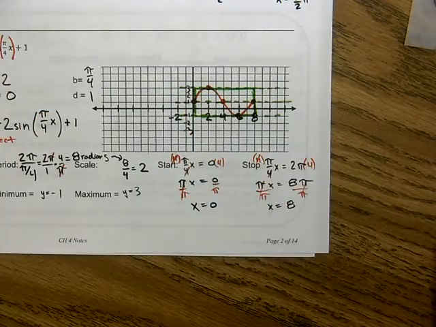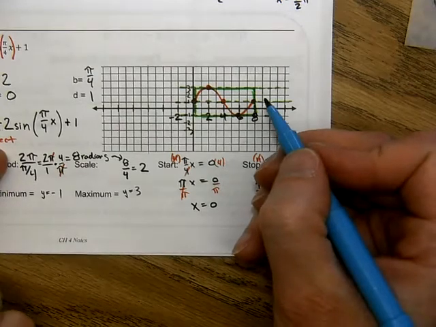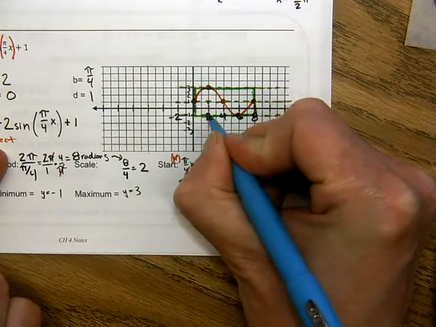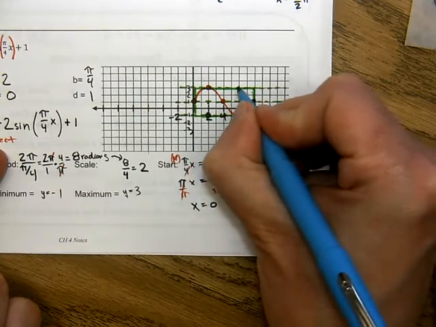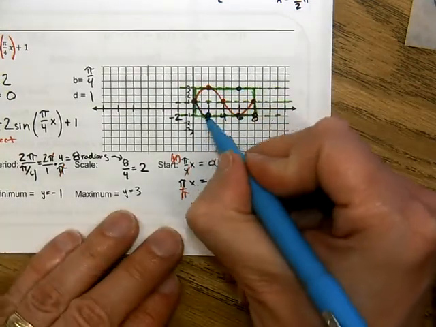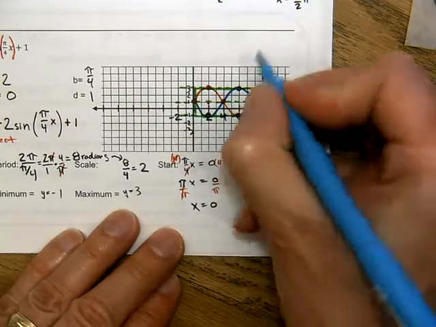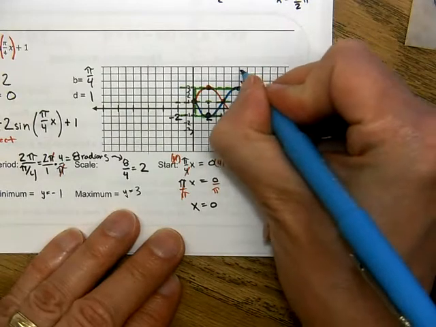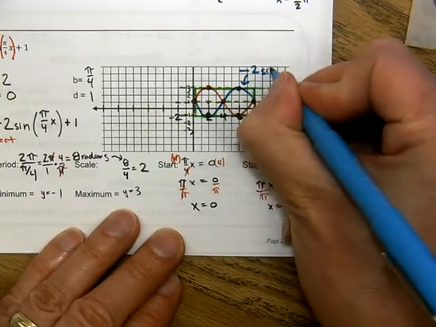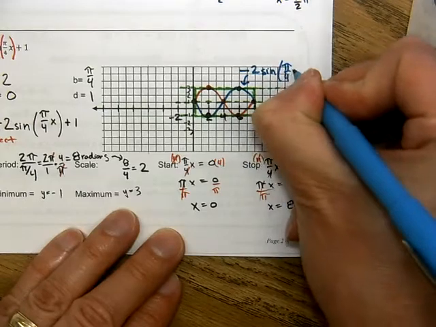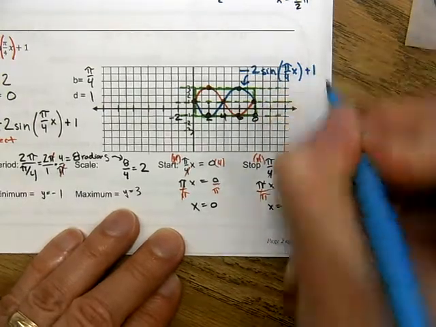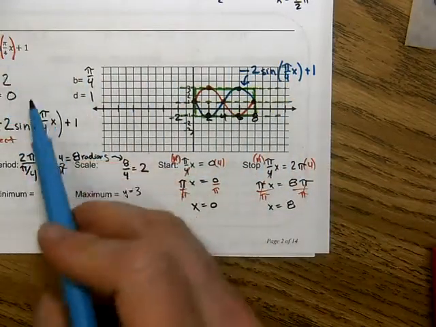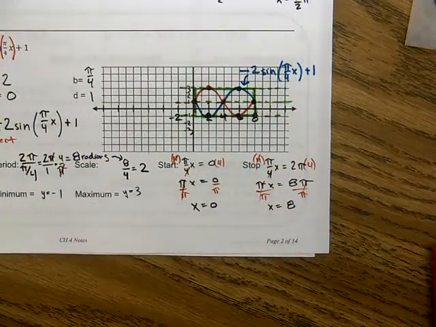So let me use a different color here so it stands out on my paper. So I'm going to reflect this in blue. So what used to be a maximum is now a minimum point. What used to be a minimum is now a maximum. So we're still inside the box. And so what you have here in blue, that's the -2 sine of pi fourths x plus 1. So that's just a little mini example added onto the original example to show you what happens if we have a reflection.